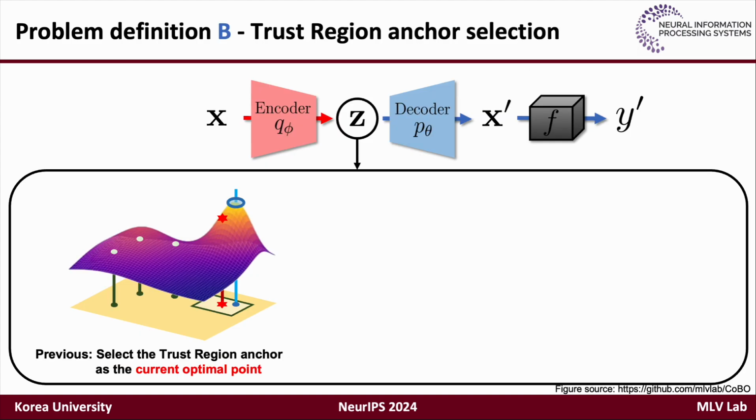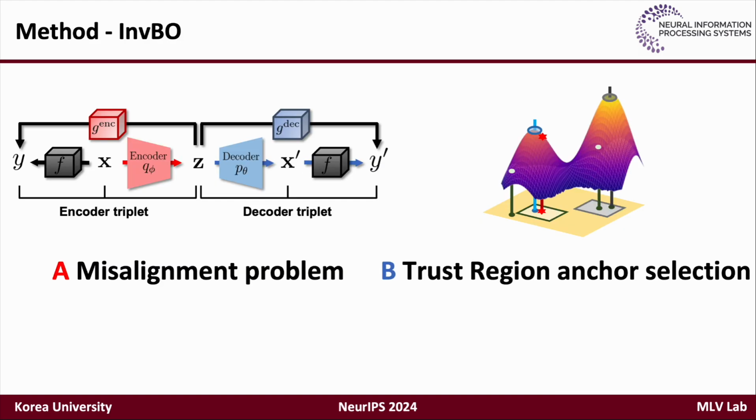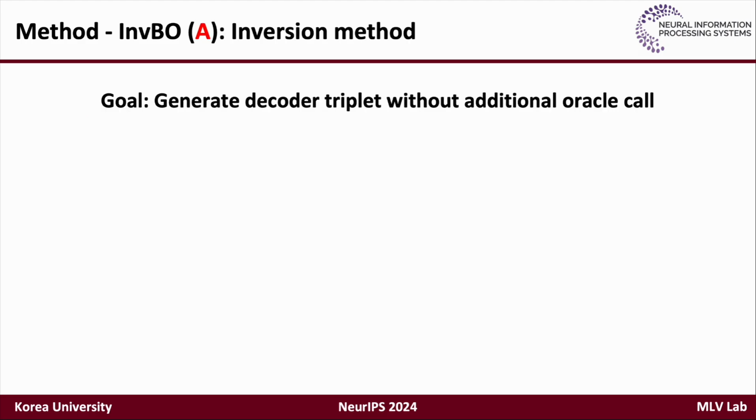The second challenge in LBO is about trust region anchor selection. Previous methods select the trust region anchor as the current optimal point. However, this approach does not consider whether the trust region contains a good latent point. To handle these two challenges in LBO, we propose InvBO, a plug-and-play module for LBO.